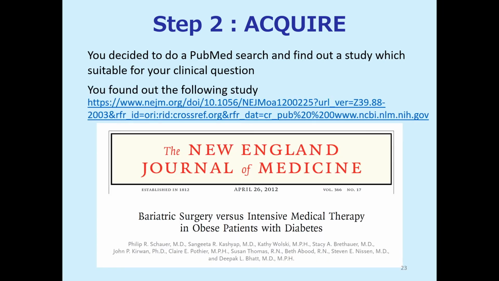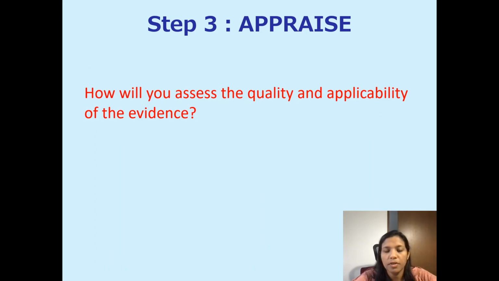So this is the study you found when searching in PubMed, and here is the link for the study. Please go to the link and read the research paper carefully. This is from the New England Journal of Medicine, and the title is Bariatric Surgery versus Intensive Medical Therapy in Obese Patients with Diabetes. So the next important question is, how will you assess the quality and the applicability of the evidence?